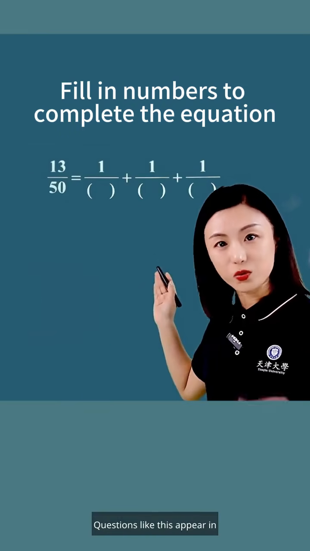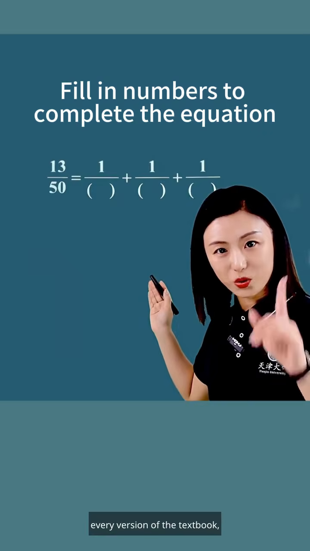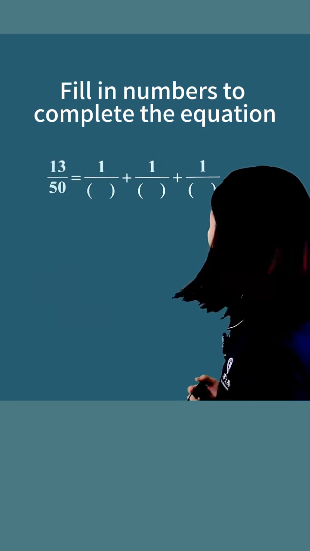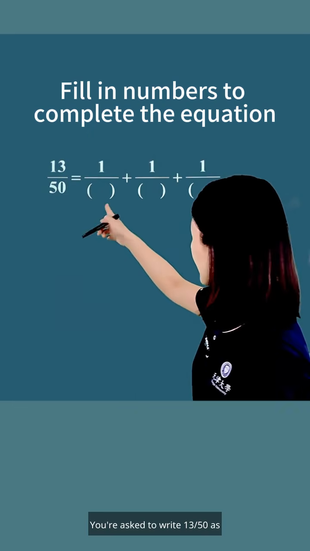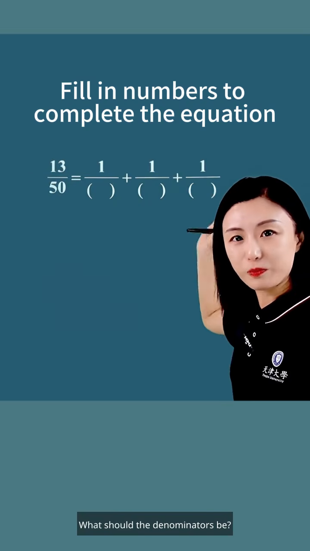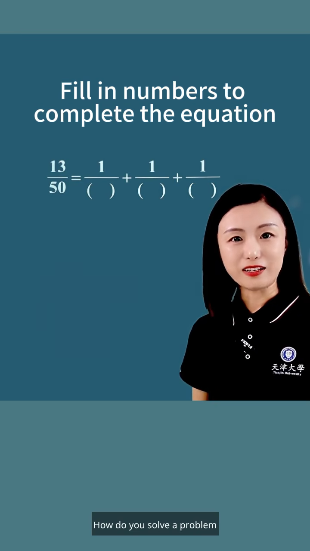Questions like this appear in every version of the textbook, so you absolutely have to know how to solve them. Let's read the question together. You're asked to write 13/50ths as the sum of three fractions, each with numerator 1. What should the denominators be? How do you solve a problem like this?